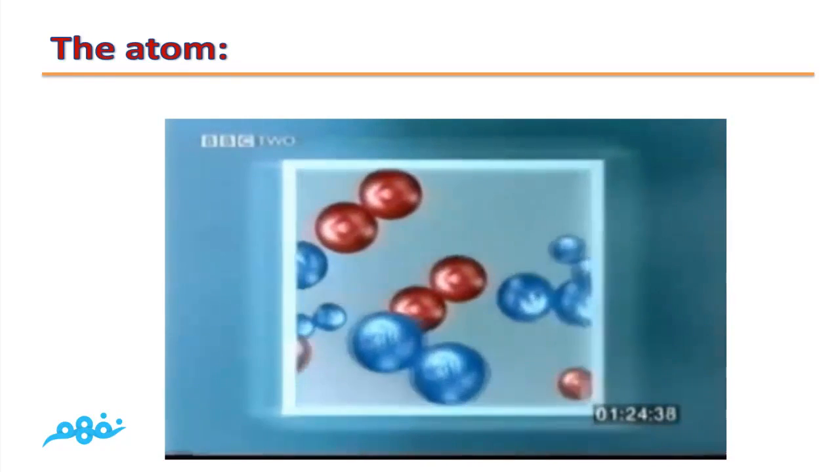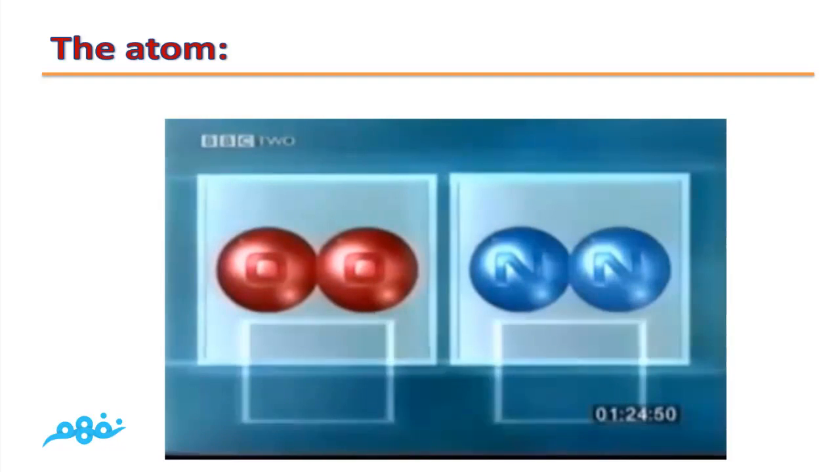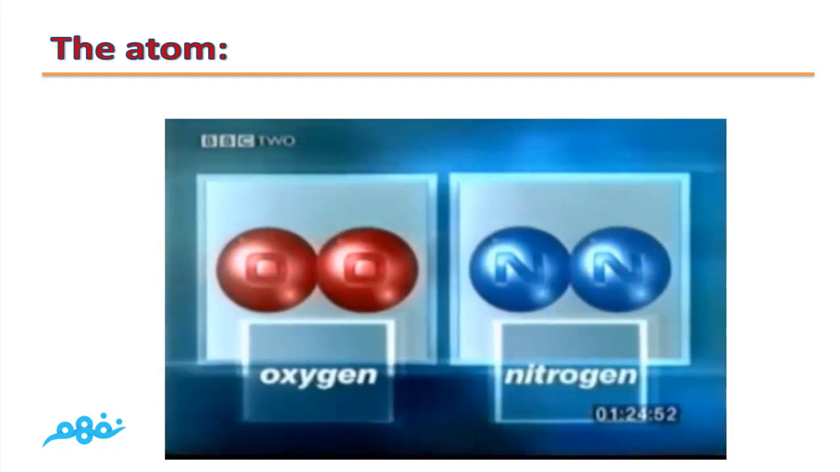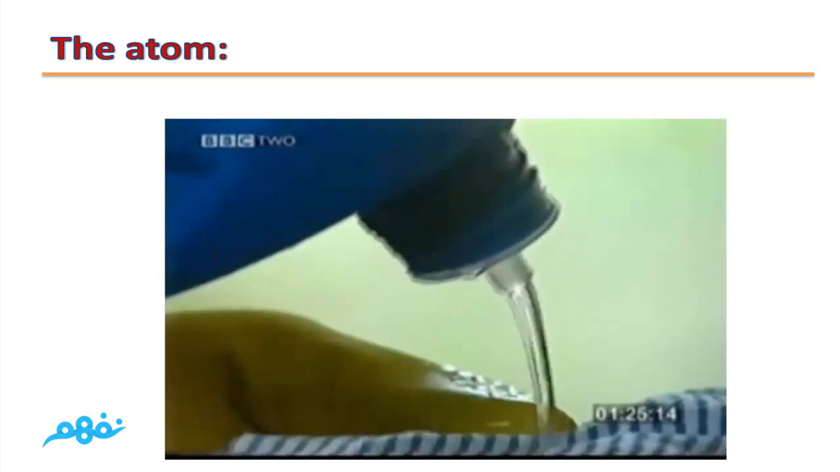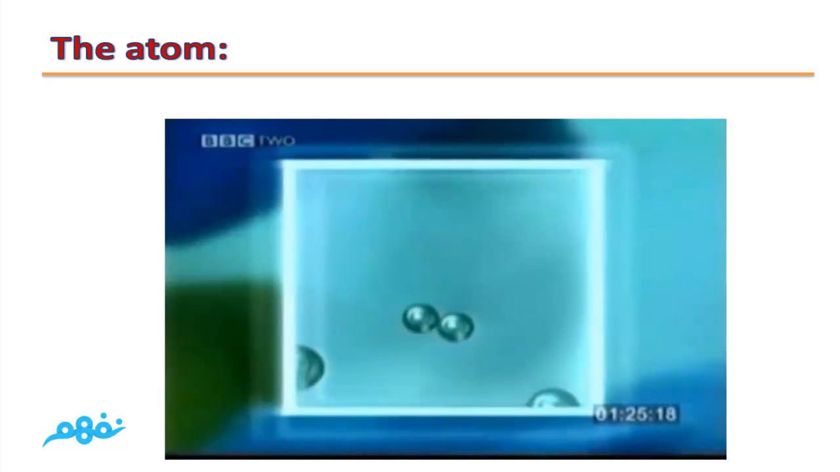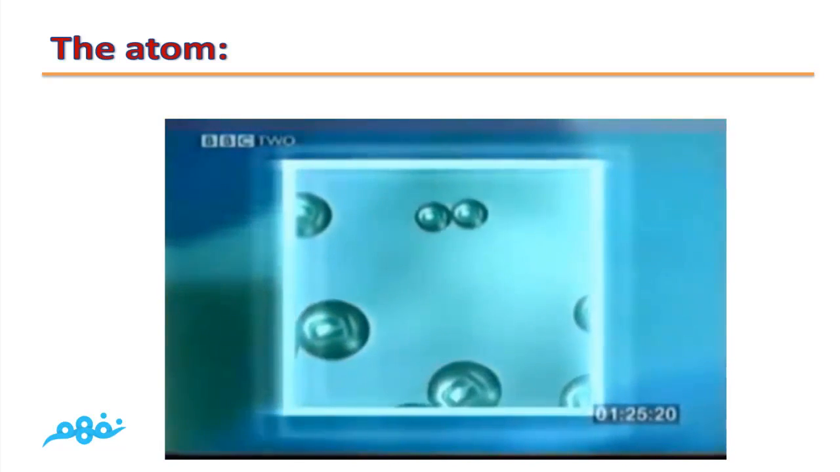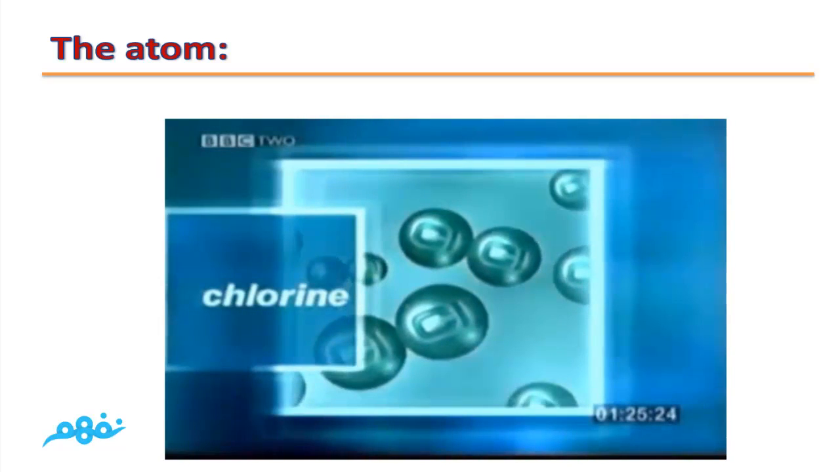Even air around us contains oxygen molecules and nitrogen molecules. An oxygen molecule is formed of 2 oxygen atoms. A nitrogen molecule is formed from 2 nitrogen atoms. Even this cleaning liquid, which is chlorine, is formed of chlorine molecules, which are formed of 2 chlorine atoms.